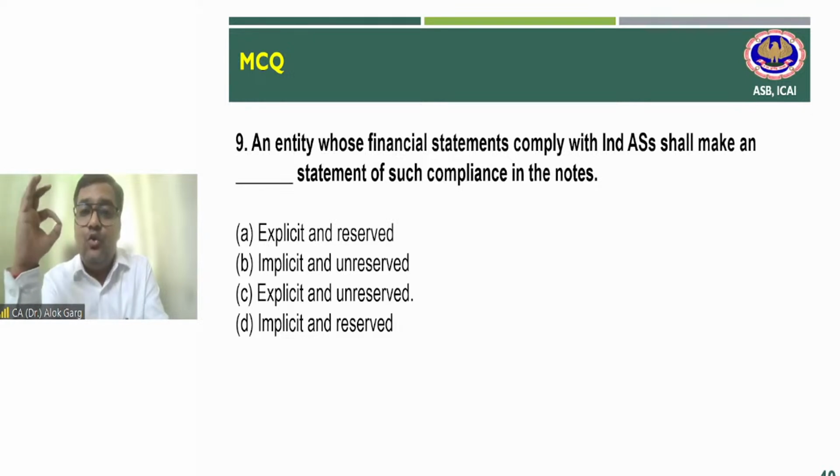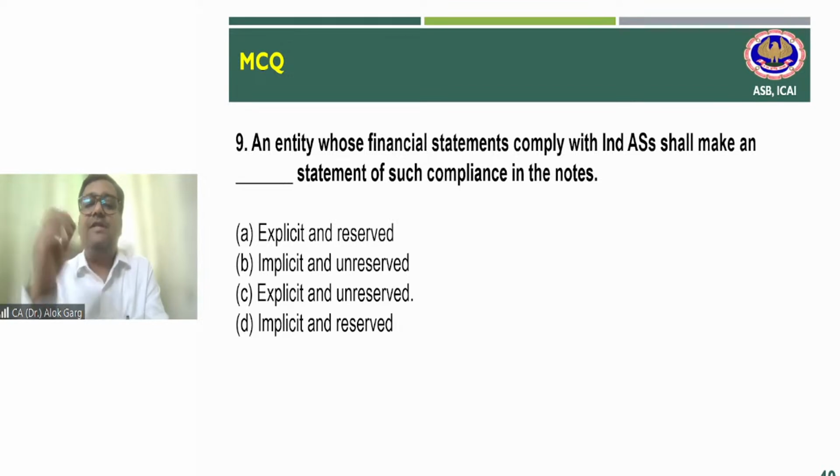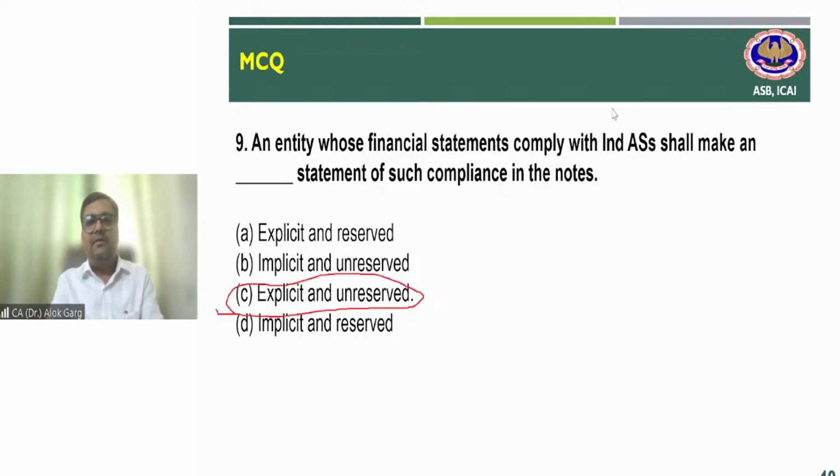An entity whose financial statement comply with Ind AS shall make a statement of such compliance in the notes to accounts. Explicit and reserved, implicit and unreserved, explicit and unreserved, implicit and reserved. You remember para 16? You remember that statement, true and fair view in compliance with all Ind AS? This is explicit and unreserved. You all are right. Explicit and unreserved statement of compliance with all Ind AS.